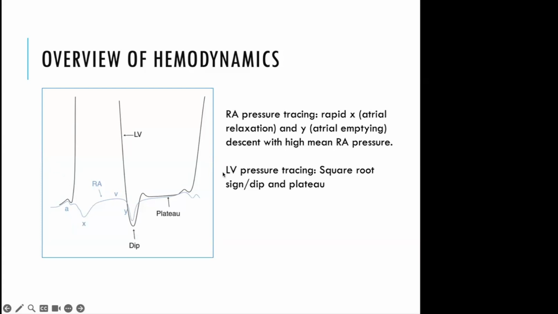A classic finding in constrictive pericarditis is rapid X and Y descents with an overall high mean right atrial pressure. The steep X descent represents rapid relaxation and generation of negative pressure as the tricuspid annulus is pulled down to allow for rapid filling of the ventricle before it's constrained by the stiff pericardium.